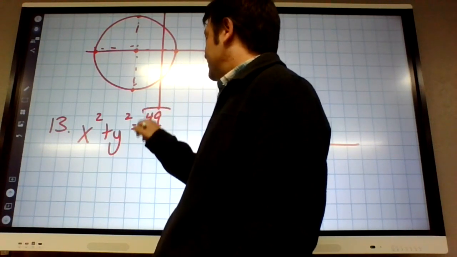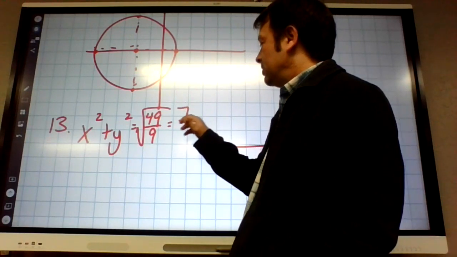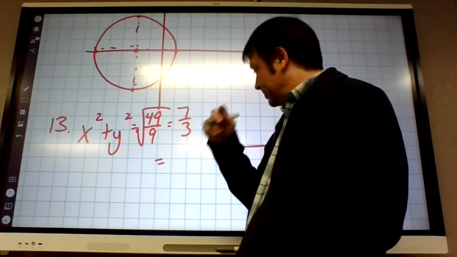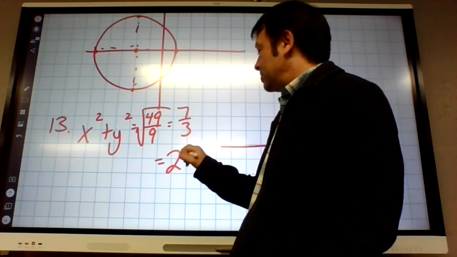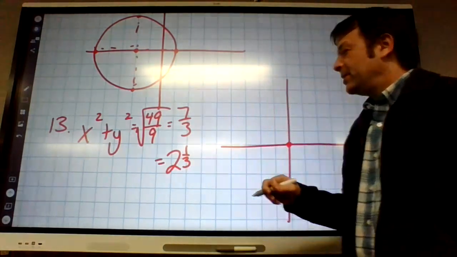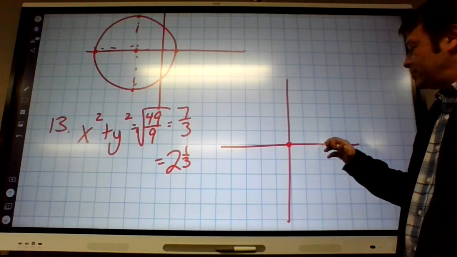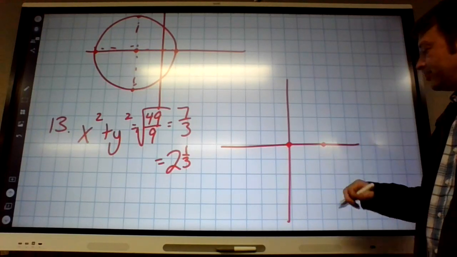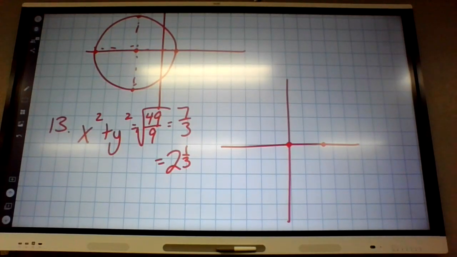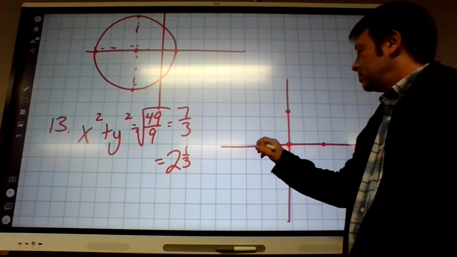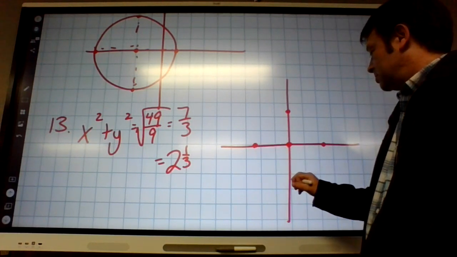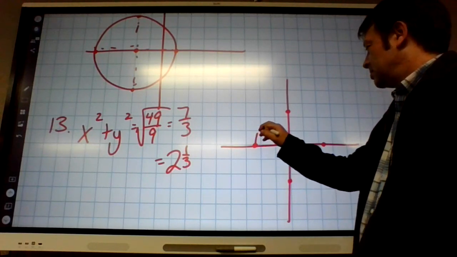Okay, so now what's the radius? 7 over 3. Okay, what's 7 divided by 3? 2 with a remainder of 1. So it's 2 1/3. So 2 1/3 would be, you go past 2 about 1/3 of the way to 3. It's about 2.33. 2 1/3.